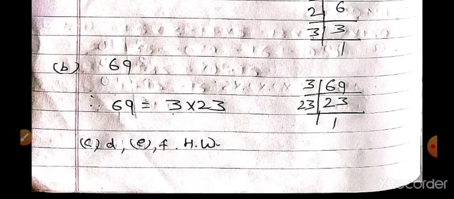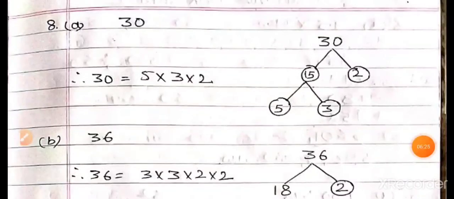Now question number 7, same. Write the prime factorization of the following numbers by repeated division. So you have to do like this. C, D, E, F is your homework. Now question number 8. Question number 8 is, find the prime factorization by drawing factor trees.